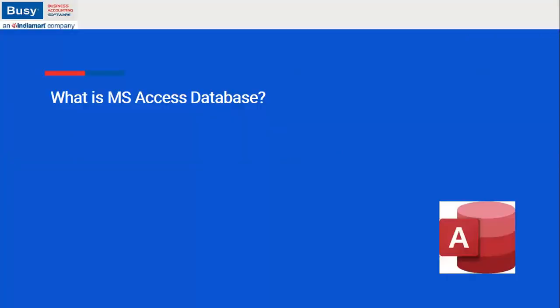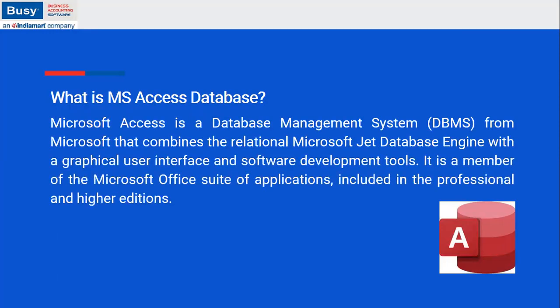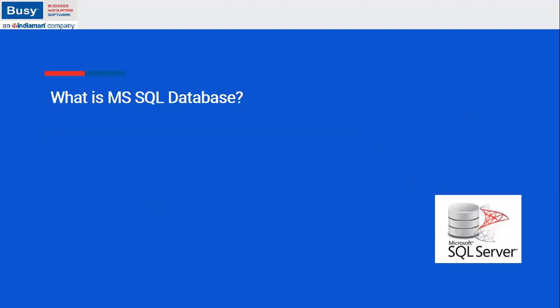The first is, what is MS Access database? It is a Microsoft database. Microsoft Access is a database management system, DBMS, from Microsoft that combines the relational Microsoft Jet database engine with a graphical user interface and software development tool. It is a member of the Microsoft Office suite of applications, included in the professional and higher editions. So this is the Microsoft database MS Access, and next is MS SQL.